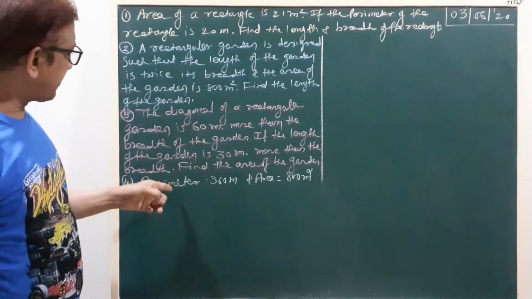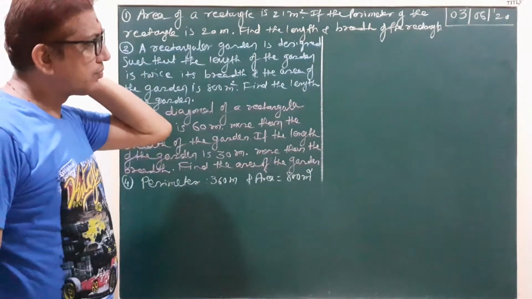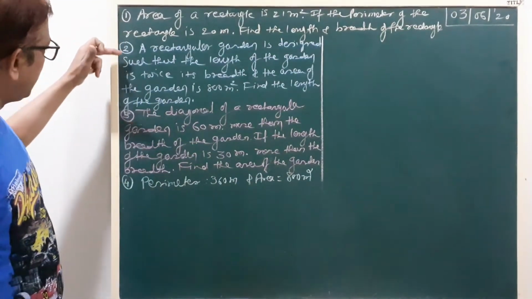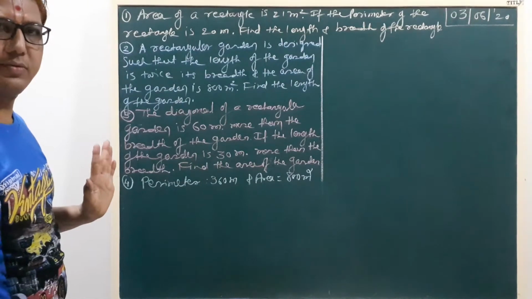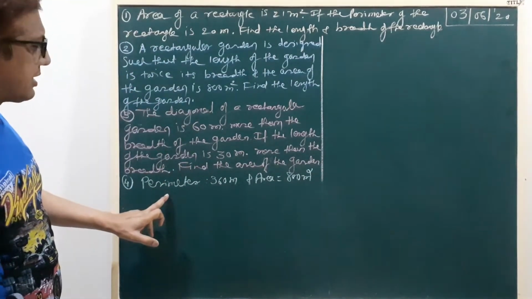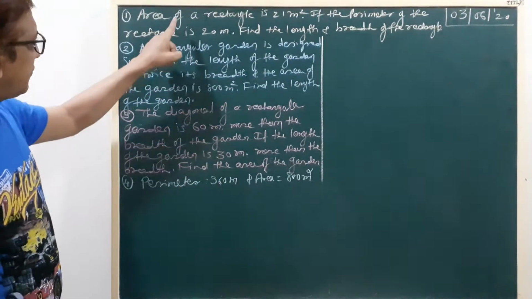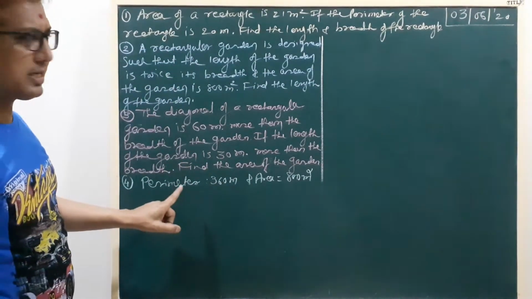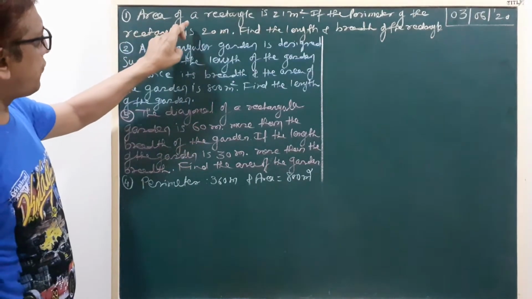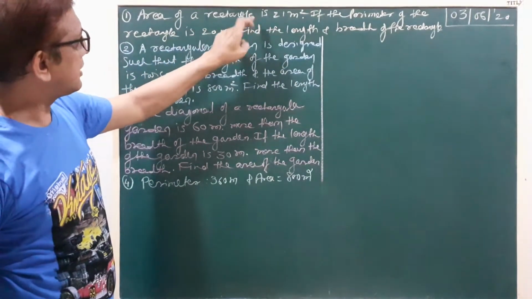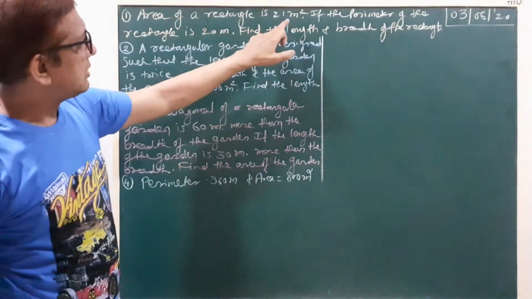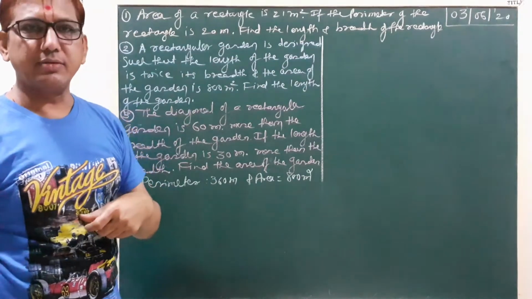In this video lecture we discuss the rectangular problem sum. Here we write the question 1, 2, 3 and 4th question. First and fourth are the same question. Read the first question: the area of a rectangular garden, otherwise area of a rectangle, is 21 meter square.